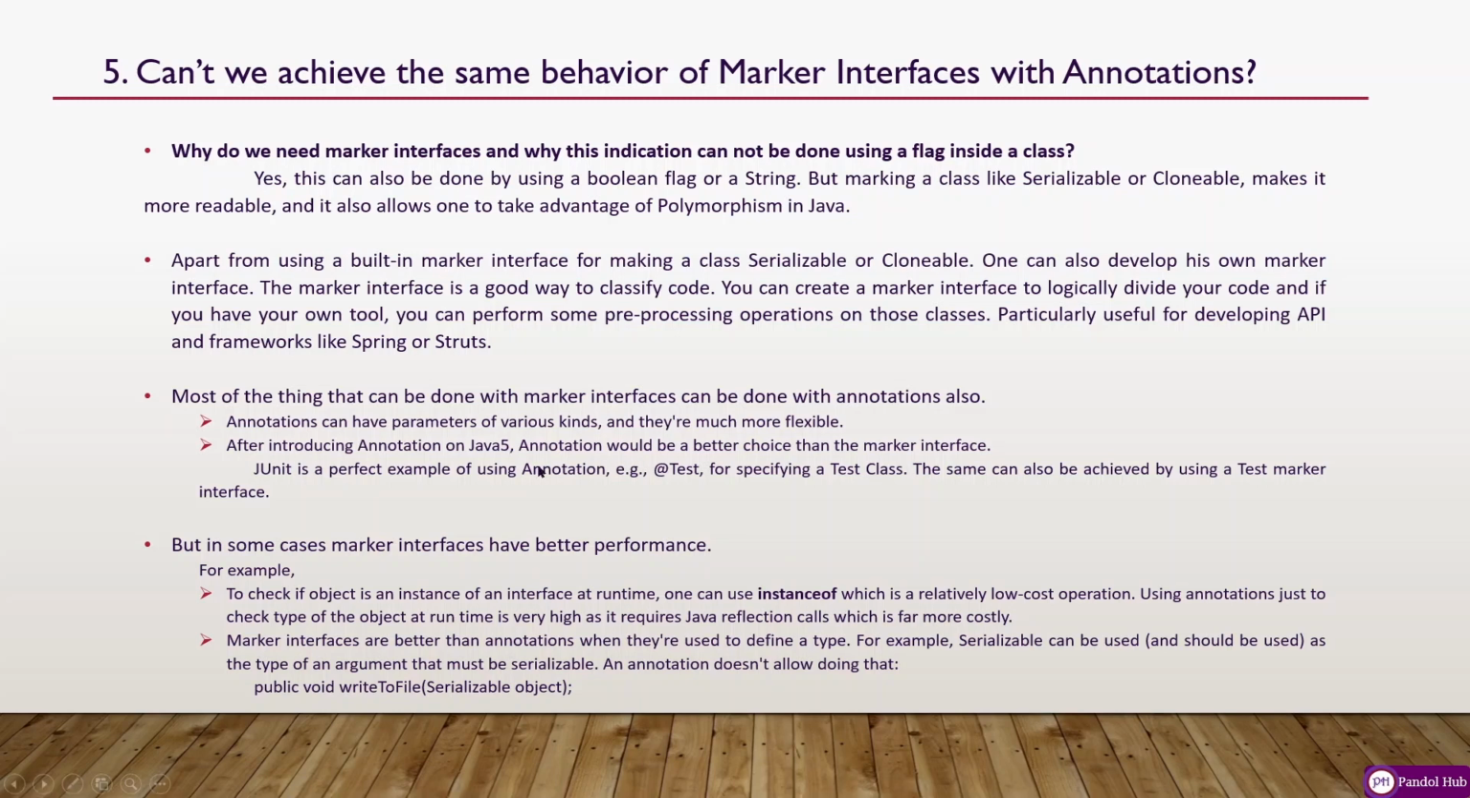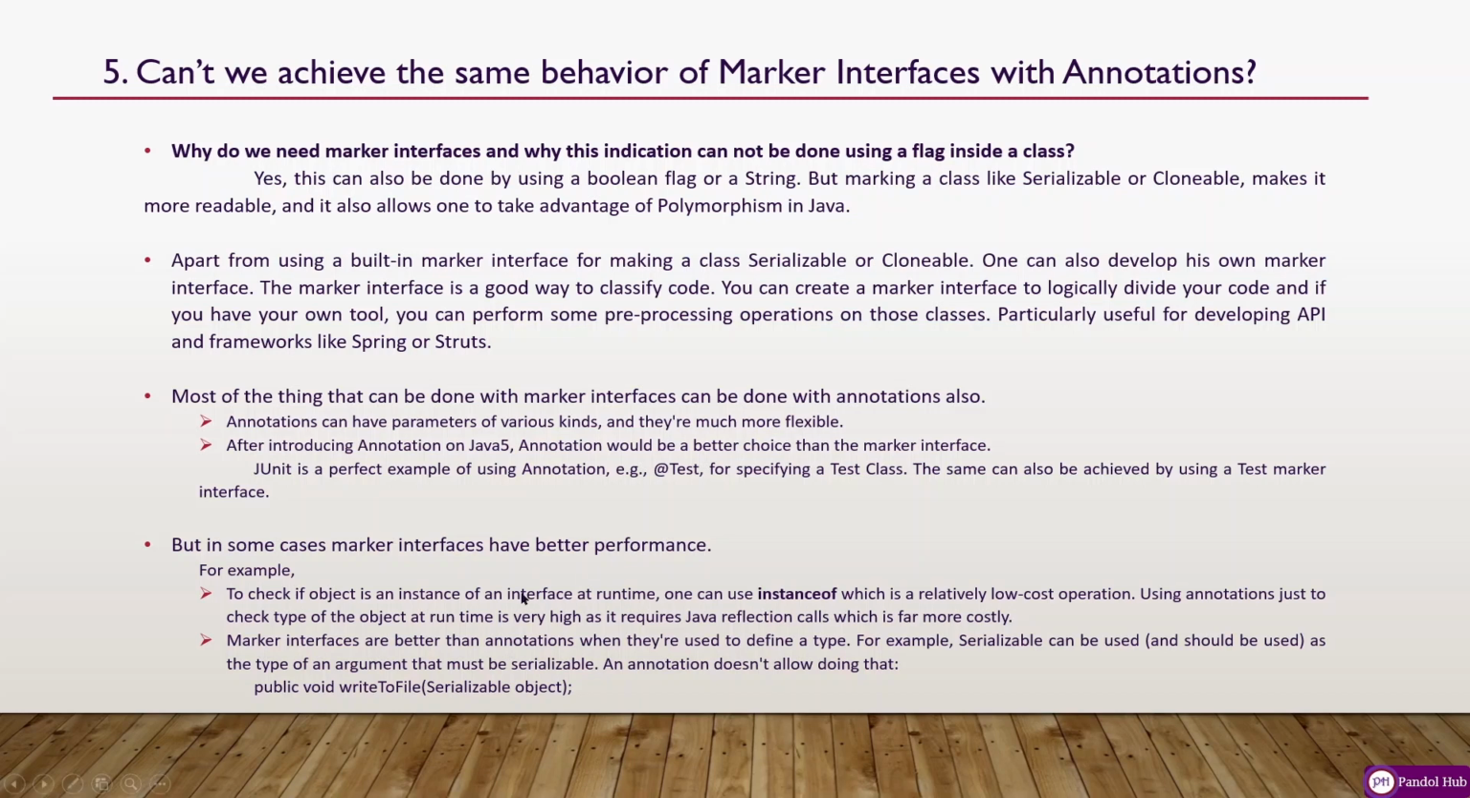JUnit is a perfect example of using annotations, for example @Test. For specifying a test class, we can just mention the annotation @Test, which will mark the class to be a test class. The same can also be achieved by using a Test marker interface. But in some cases, marker interfaces have better performance. In what cases? Just in one or two places.